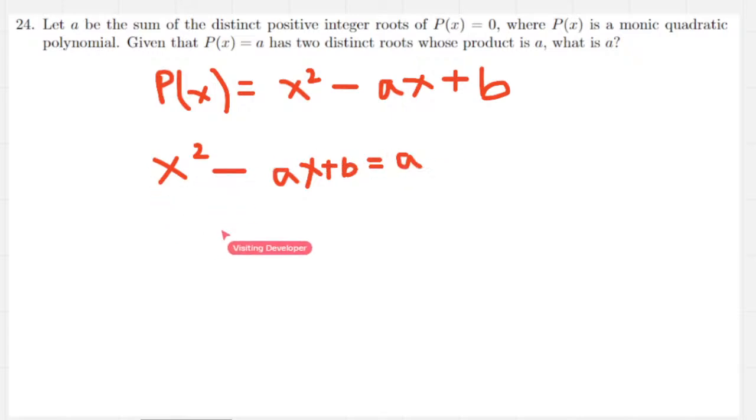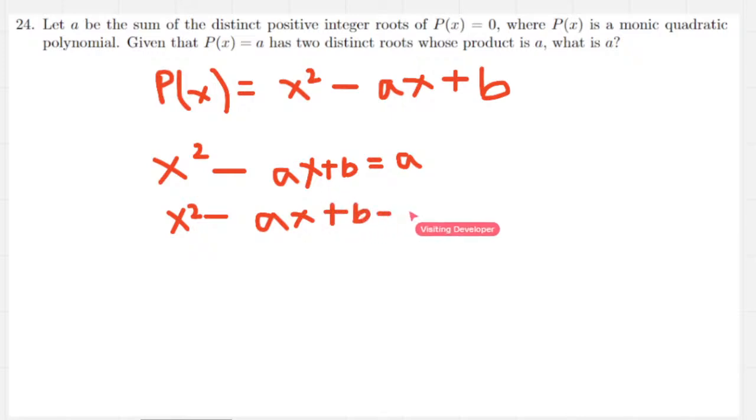So if we move this a to the other side, we have that x squared minus ax plus b minus a is equal to 0.